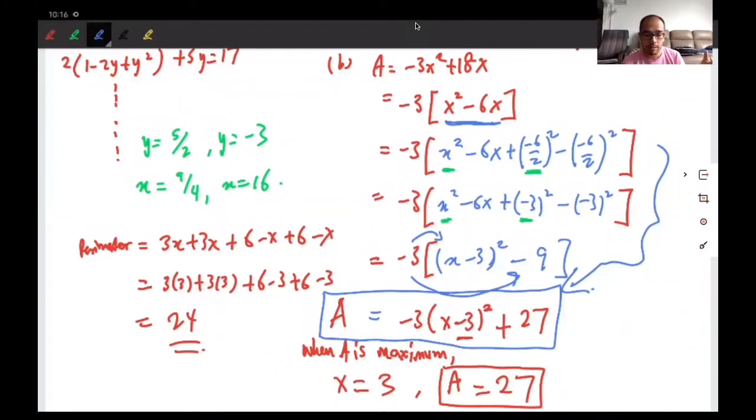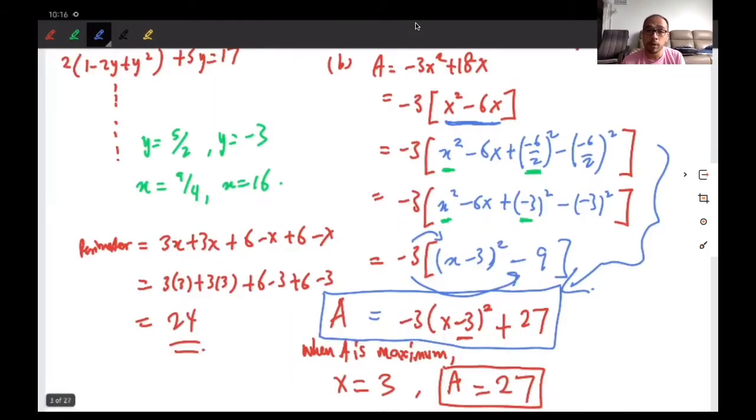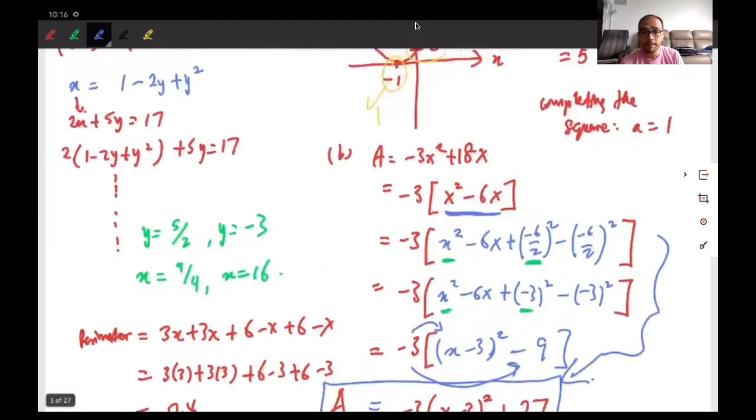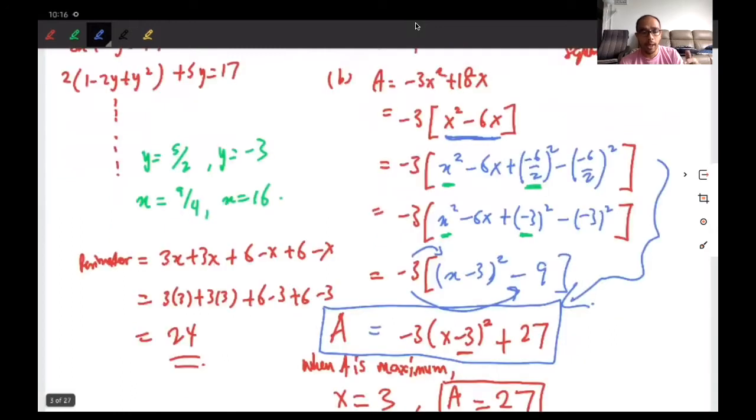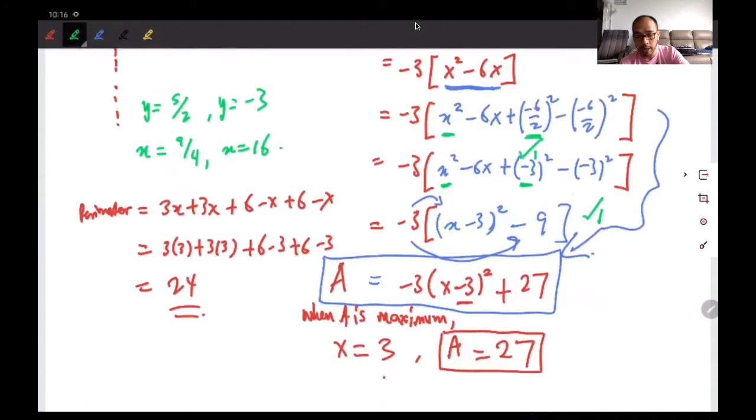I think you just add 1 mark only? Or add 2 marks. So, if you're asking where the marks are, obviously this is 1 mark, by completing the square. This is the 2nd mark, the 3rd mark, the 4th mark, the 5th mark. So that's how I would distribute the marks.